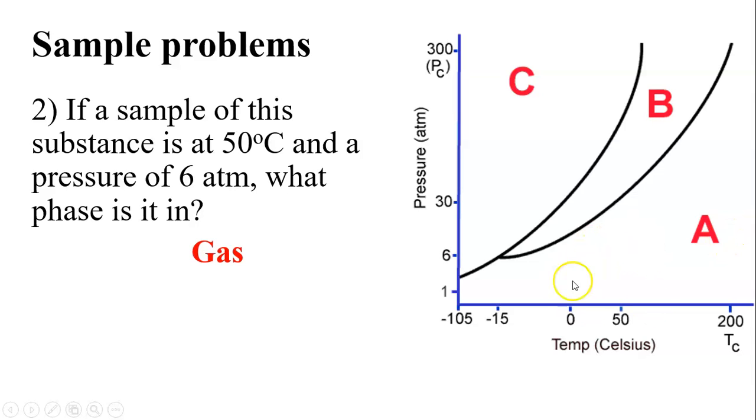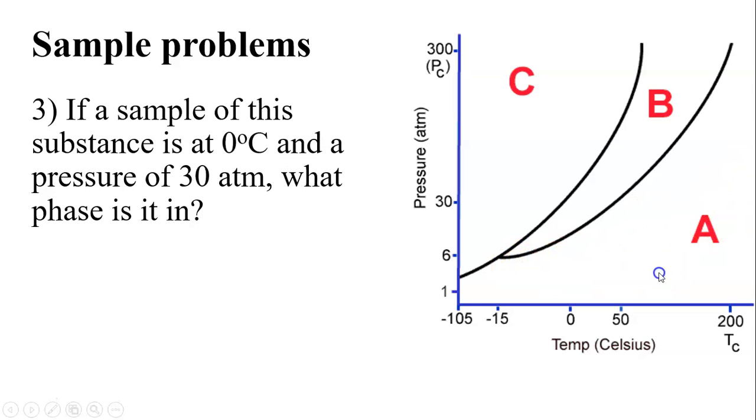Right, it's a gas. This is all gas up in here where A is. All of this is a gas. If the sample of this substance is at 0 degrees C and 30 atmospheres of pressure, keep going up. Ooh, that's barely. What phase do you think it is? Yeah, it's right there. Ooh, it barely fits in there. Where that B is where the liquid is, so it barely fits in there.